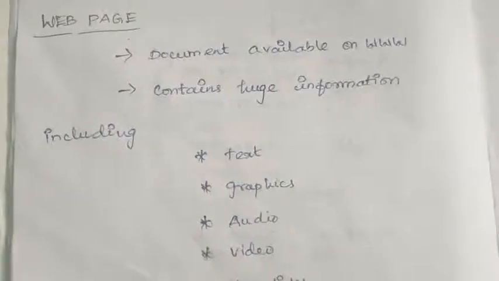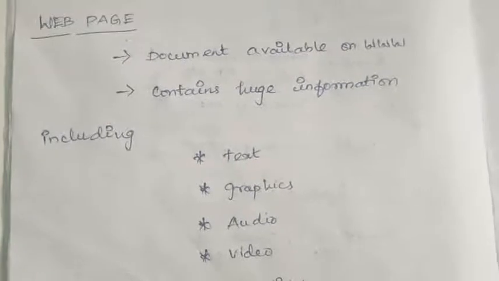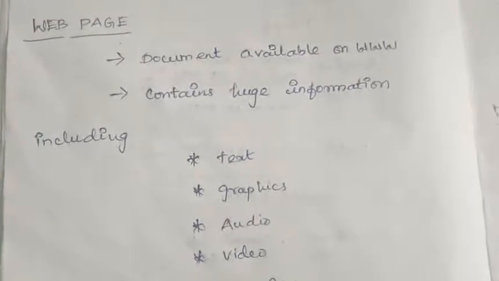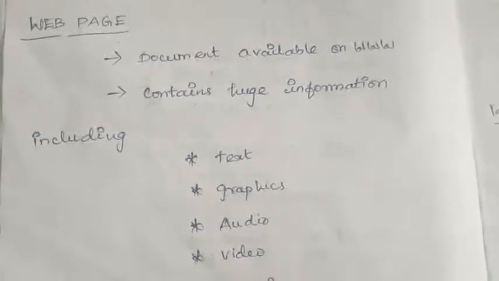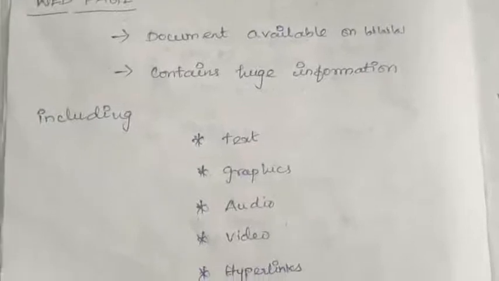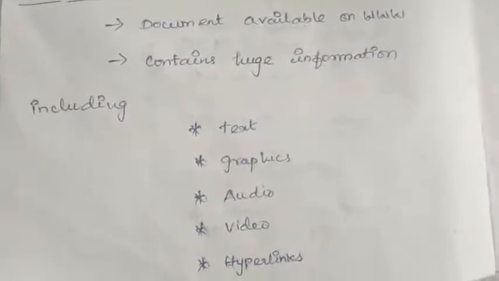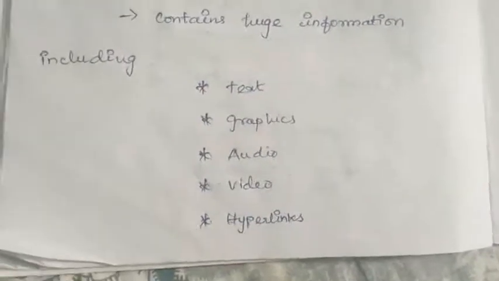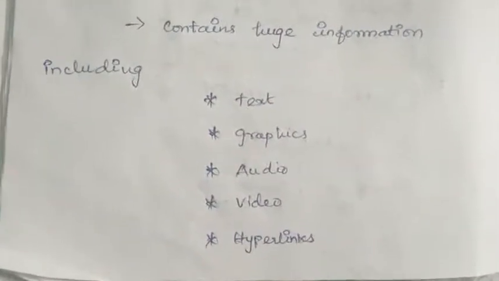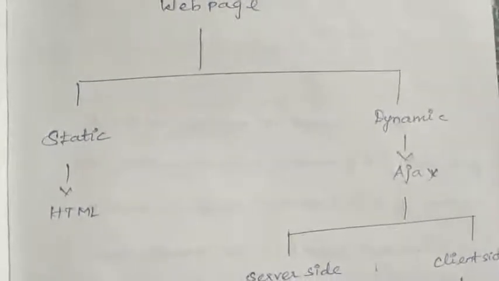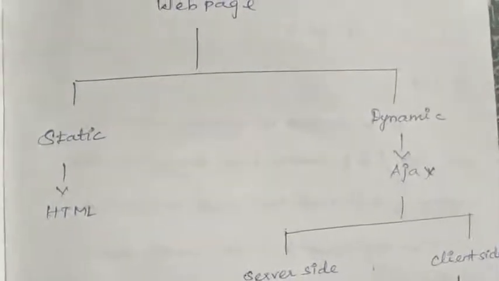About a web page. It is a document available on World Wide Web. Web pages are stored on a web server and can be viewed using a web browser. It contains huge information including text, graphics, audio, video and hyperlinks, etc. Web pages have two types. First one is static web page, second one is dynamic web page.